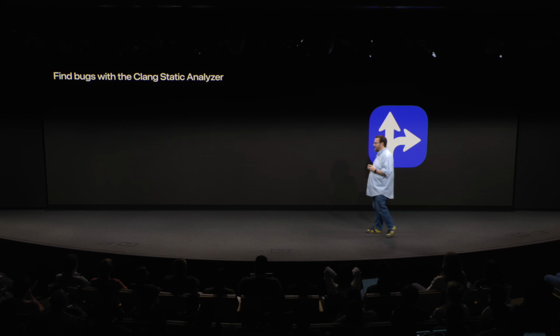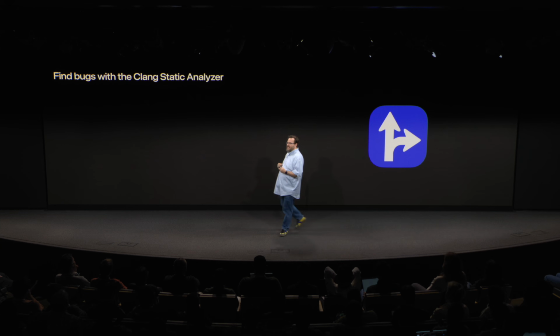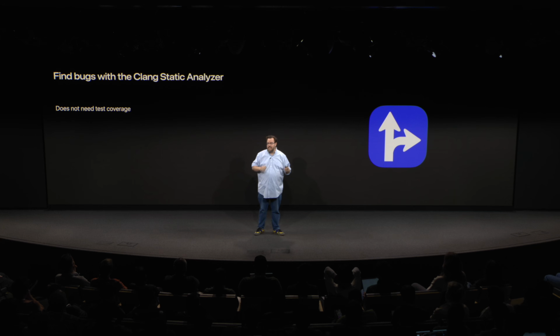Next is the Clang Static Analyzer. It finds bugs without even needing to run your app. Instead, it simulates possible paths through the program. This means you don't need to have test coverage to find a bug. But the trade-off is that the tool may have false positives. That is, it may report a bug when there isn't one.